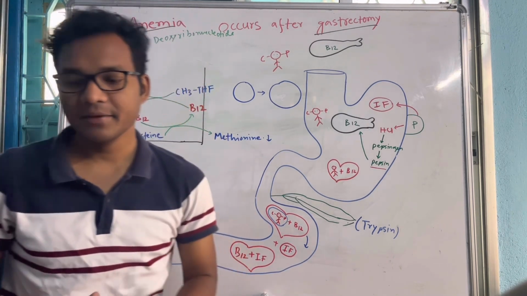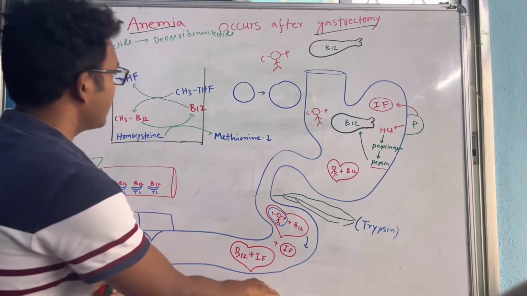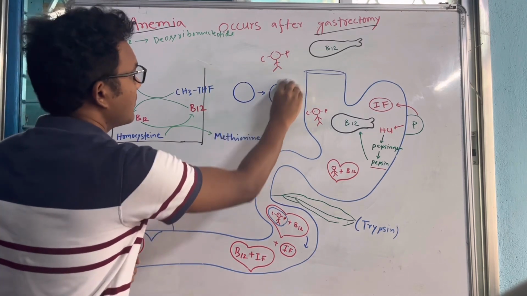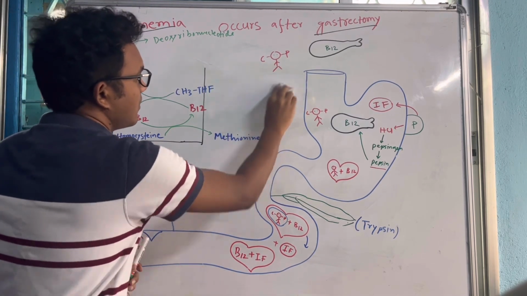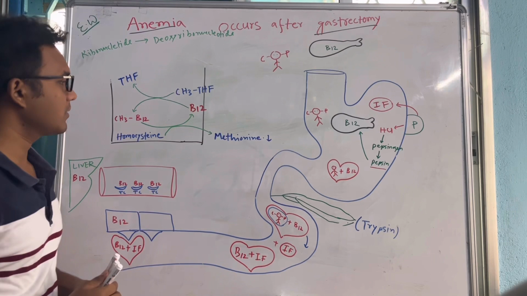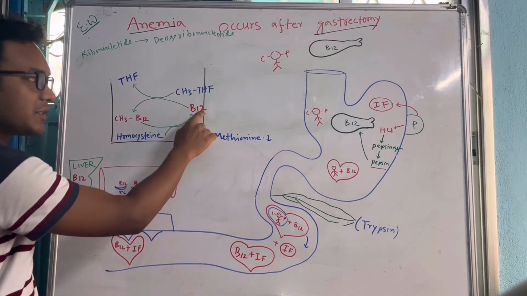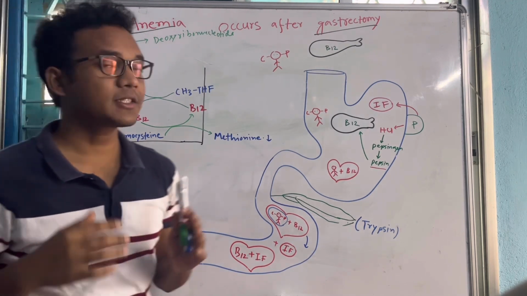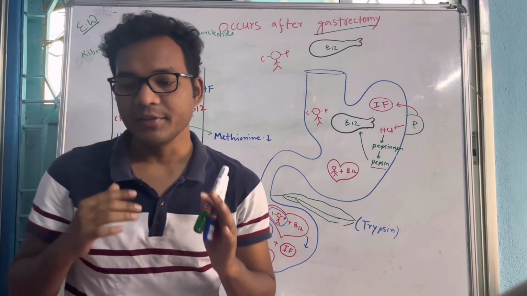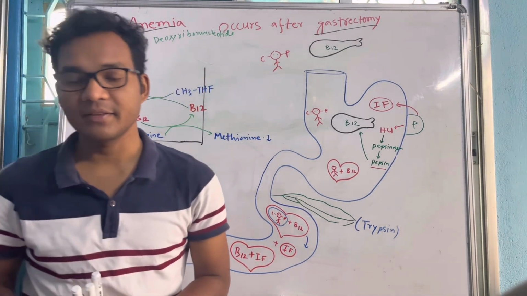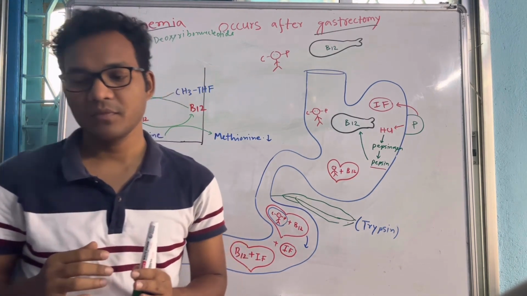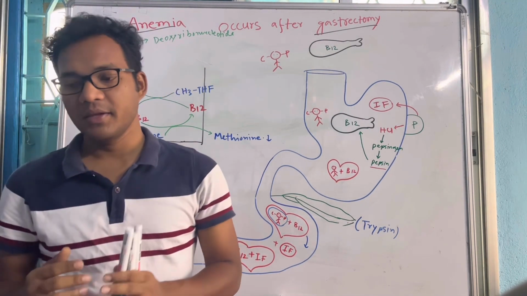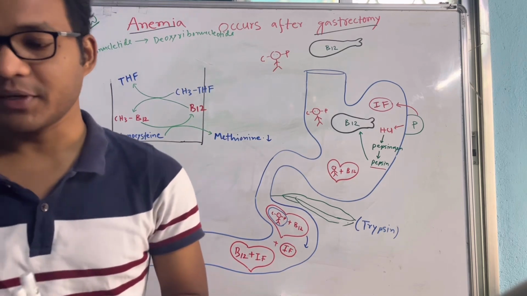Okay, clear? Now we come to what happens in the deficiency of B12. We know that in the deficiency of B12 there is deficiency of methionine. And what is the function of methionine in our body? This methionine helps in the conversion of phosphatidyl ethanolamine to phosphatidylcholine.